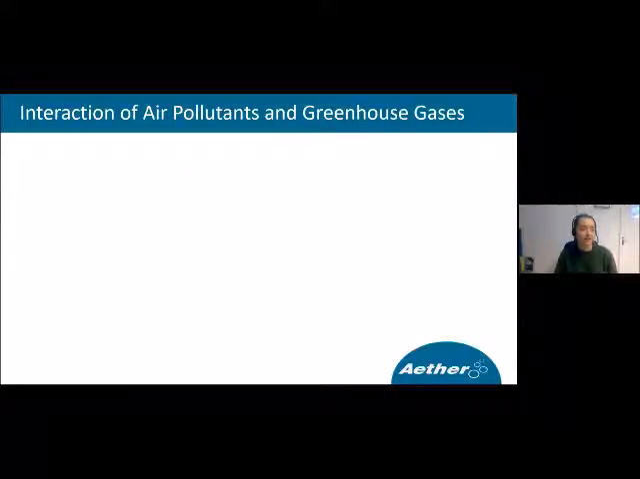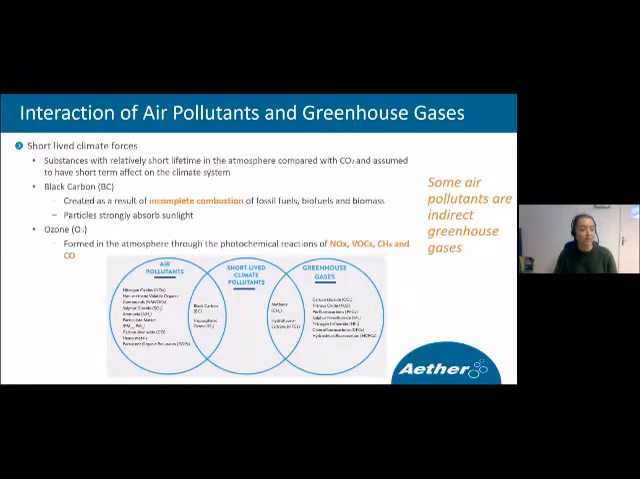That brings us nicely onto this graph, or Venn diagram, that shows the overlap. On the left, you've got the air pollutants that I mentioned alongside some other ones. The key ones are the 5 at the top. Then you've got the interplay between air pollution and greenhouse gases and what we call short-lived climate pollutants. These are substances with quite a short lifetime in the atmosphere compared to CO2, and they're assumed to have a short effect on the climate system, but they do lead to warming.